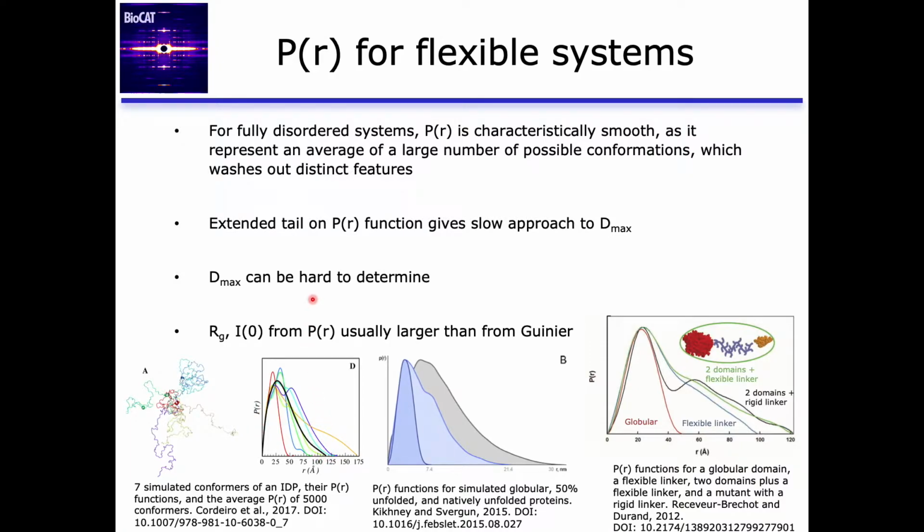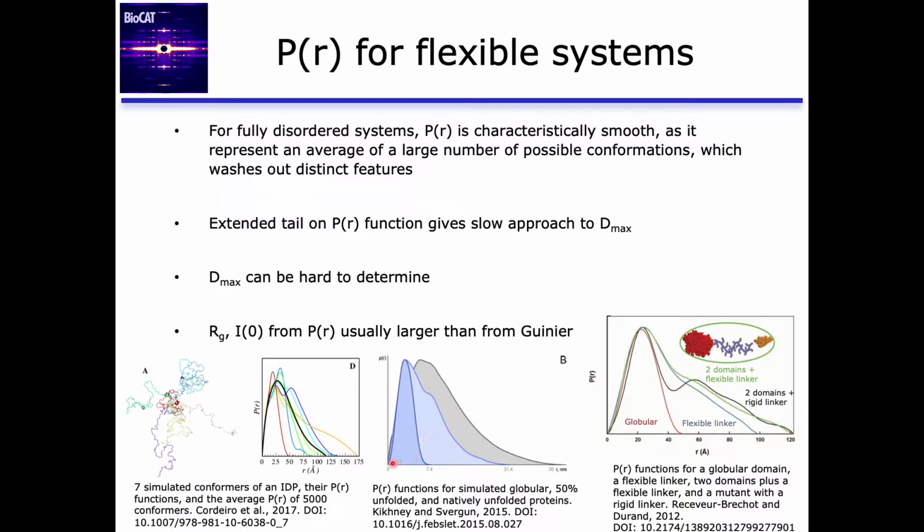The one feature we tend to see in a flexible P of R function is an extended tail that gives a slow approach to Dmax. Additionally, you might find that the maximum dimension is hard to determine, because you have some small number of conformations sampling extended sizes, and so you get very few, but it kind of drags out the P of R function for finding the maximum dimension of the molecule. Also, very characteristically, Rg and I of 0 from the P of R function are larger than from the Guinier, and they tend to be more reliable.